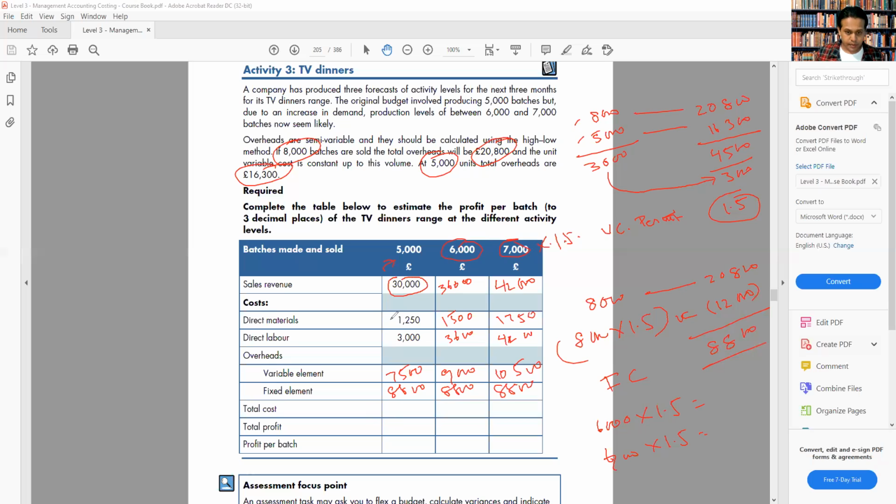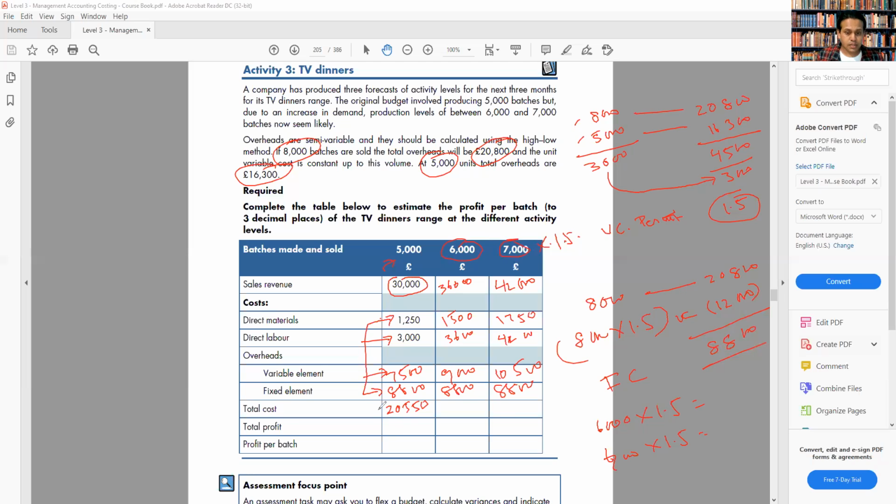So the total cost will be all of this: 1,250 plus 3,000 plus 7,500 plus 8,800. That will give you the total cost. If we add all four of these, that will give us the total cost. So the total cost is 20,550. And the profit, how do you get the profit?